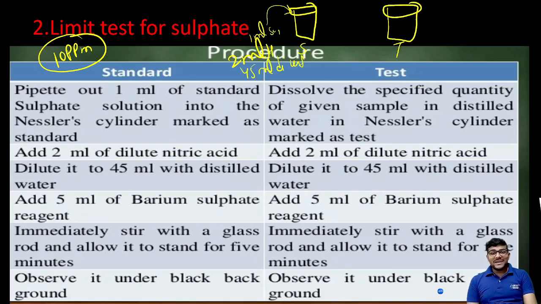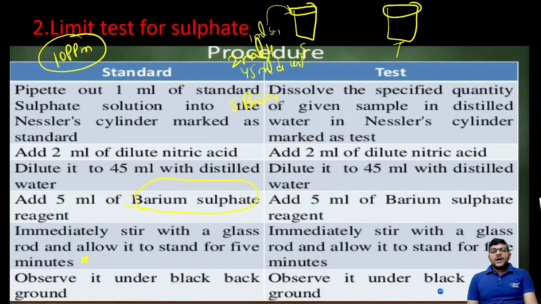And now what am I adding? I am adding 5 ml of barium sulphate, that is BaSO4, and immediately I am stirring. We have to prepare the solution by following the proper procedure that is given in the Indian Pharmacopoeia, USA Pharmacopoeia. We have to stir it immediately with a glass rod and allow it to stand for at least 5 minutes, so we have to wait for the 5 minutes.